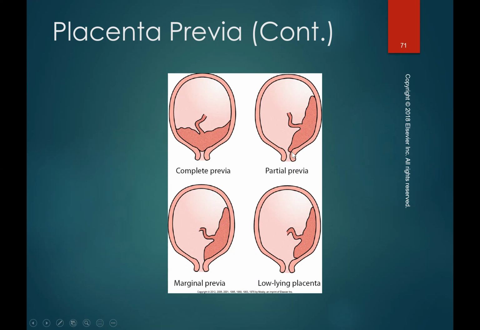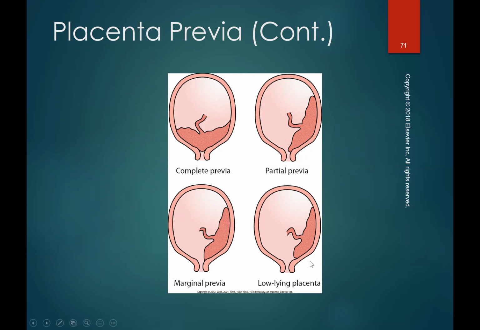So that can be a serious situation. Partial previa is just where a little bit of it covers the cervix, and those sometimes can move, sometimes they just stay there. Mom would still deliver early with this for the same reasons as the complete previa. A marginal previa is a little bit different than a partial because it's not covering the os, but it's right on the edge, and it's still considered a previa.